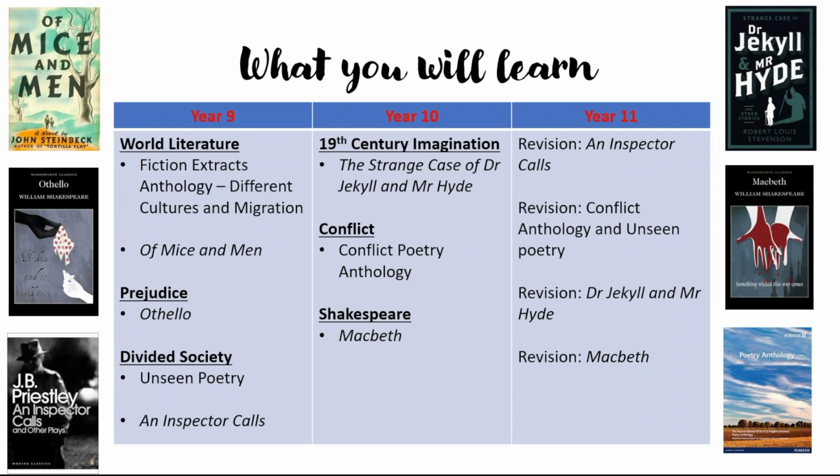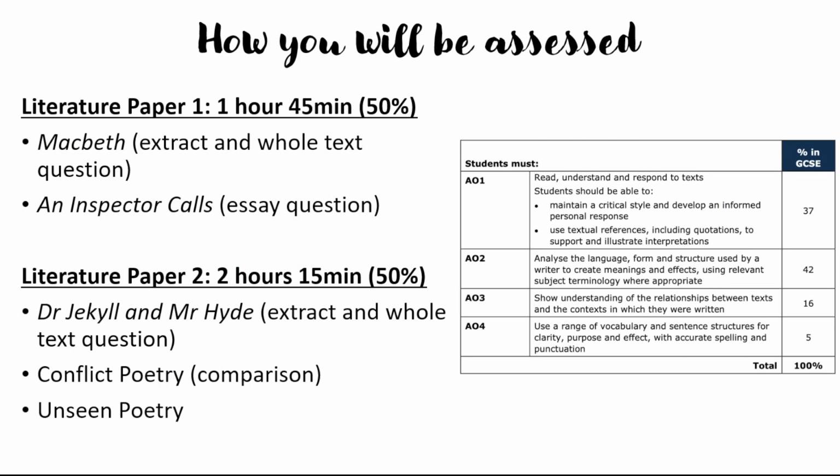And ultimately, this is leading up to your 2 final assessments, which will be 2 examinations. Literature paper 1, which is an hour and 45 minutes, is worth 50%, in which you've got a Macbeth question, where you'll have an extract and a whole text question, and a question on An Inspector Calls. That's essentially a drama paper. Literature paper 2, 2 hours and 15 minutes, is 50% of your final grade: Dr. Jekyll and Mr. Hyde, conflict poetry and the unseen poetry.